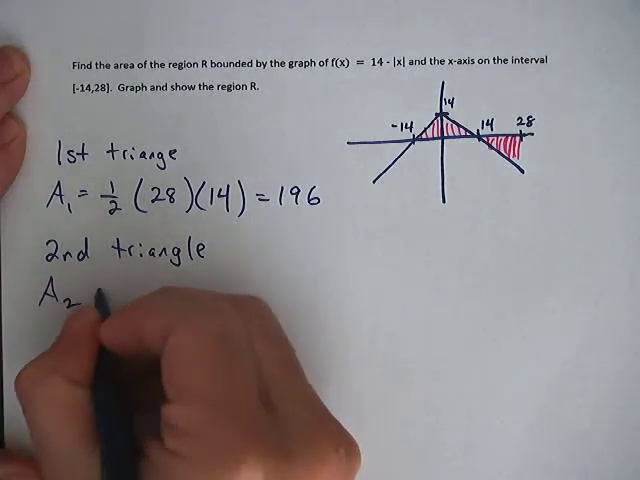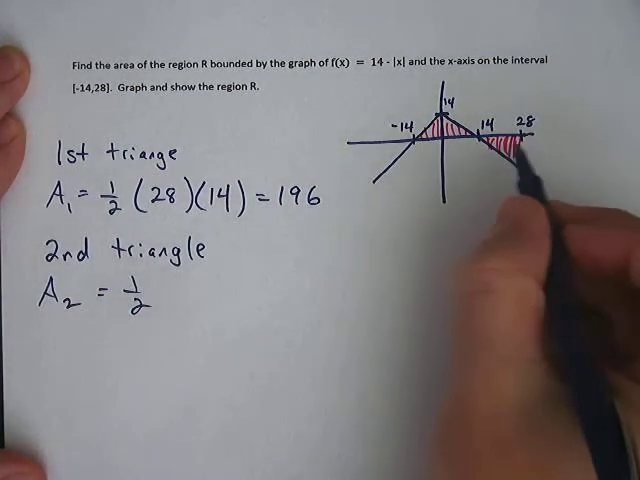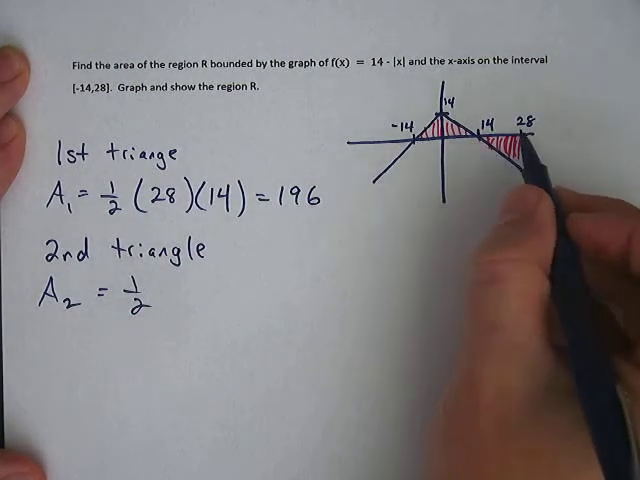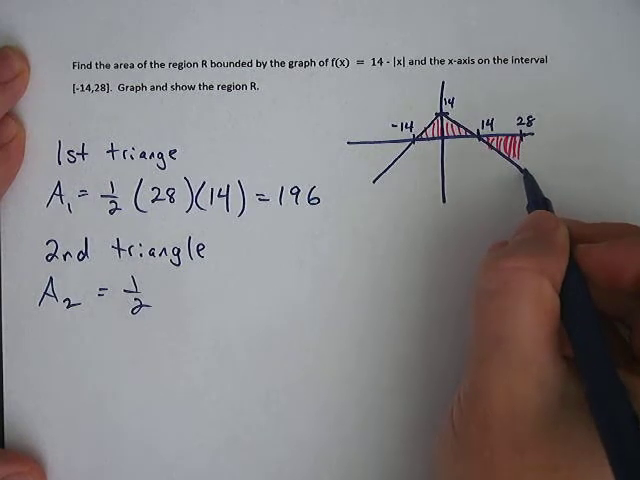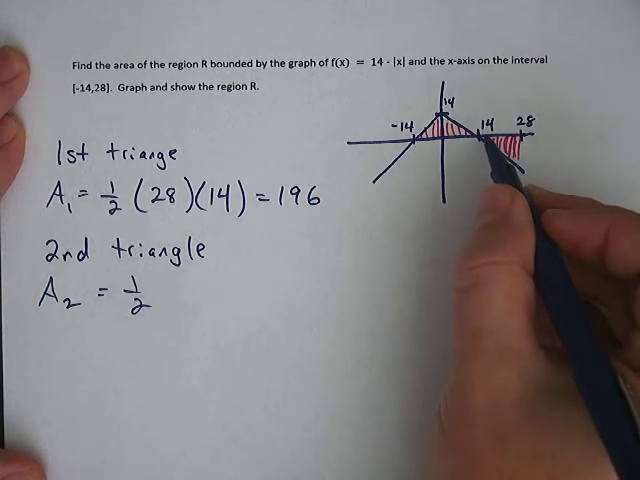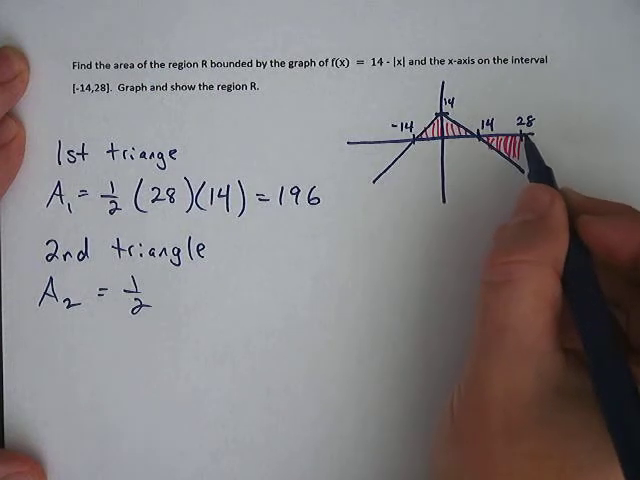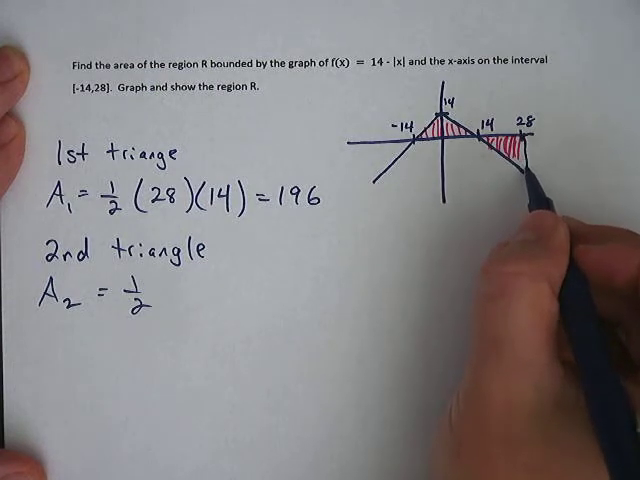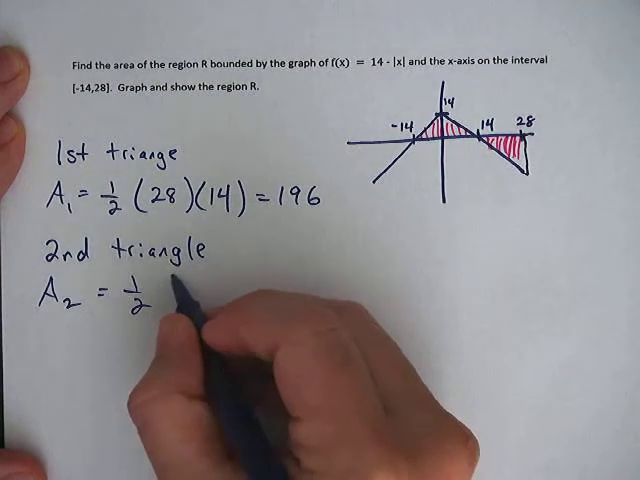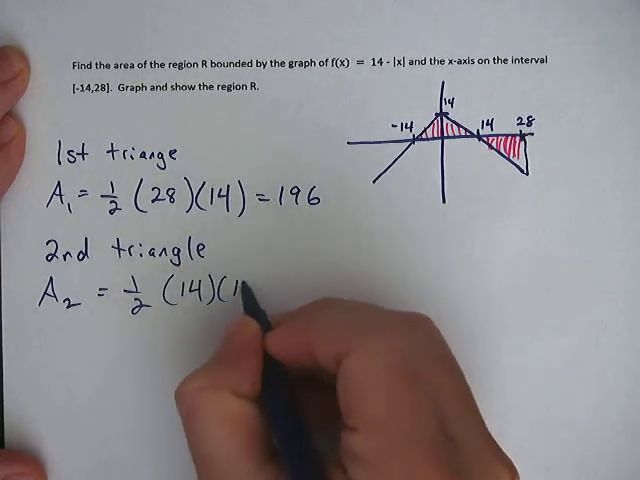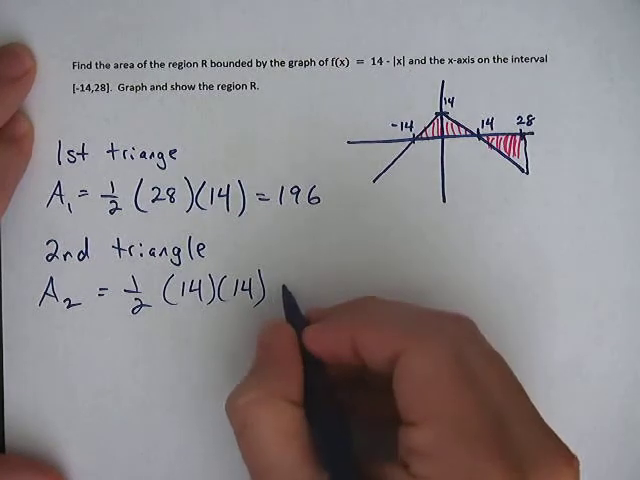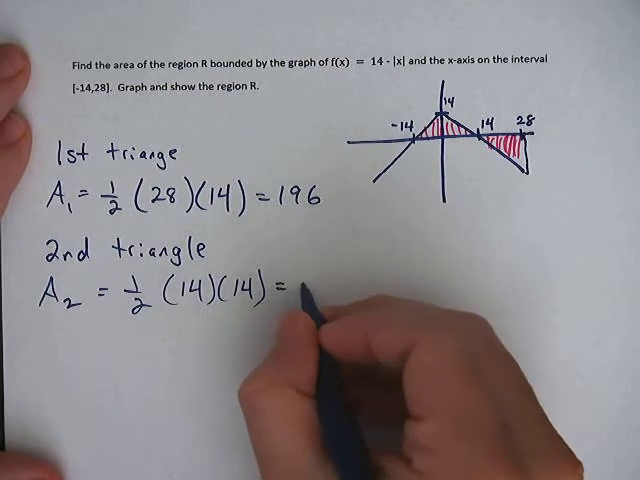call it A2, equals 1/2 times, okay, here's your second triangle. It's 14 long, and how far does this go down? Well, the slope is 1, so as it's going over 1, it's also going down 1. So if this is 14, then it's also 14 down to here. Okay, so it'll be 14 and 14 for the base and the height. So you multiply that, 7 times 14, you'll get 98.